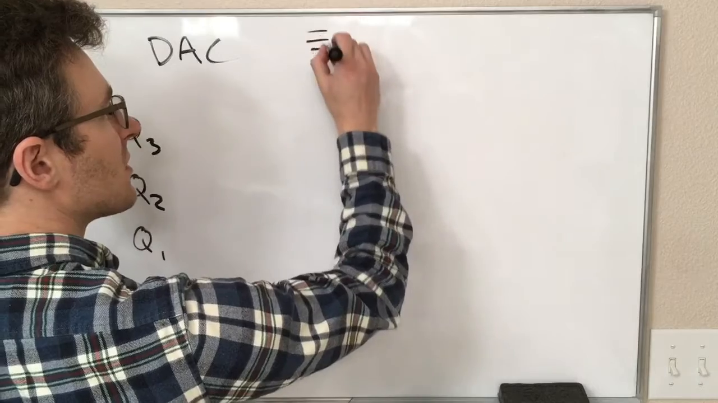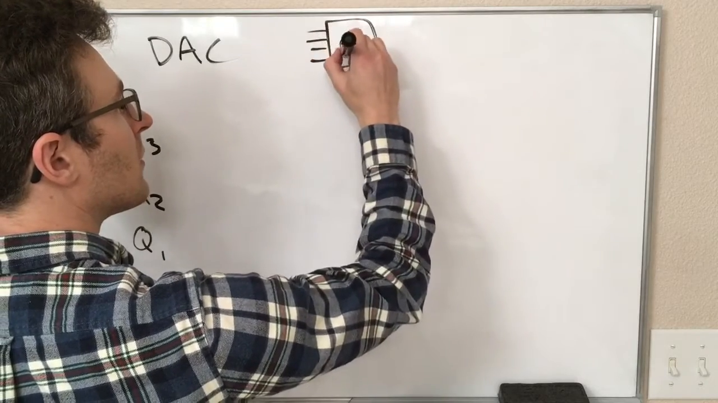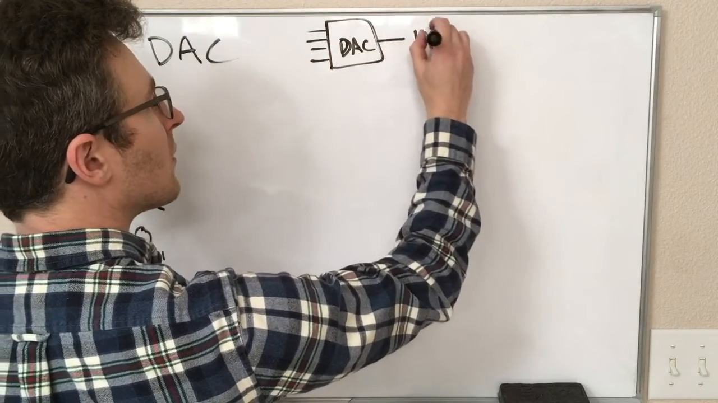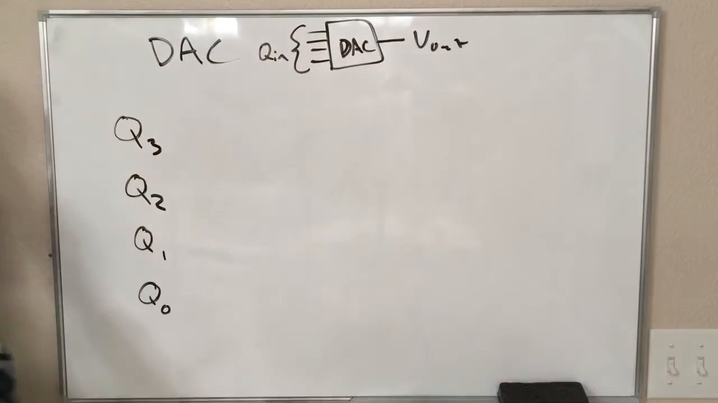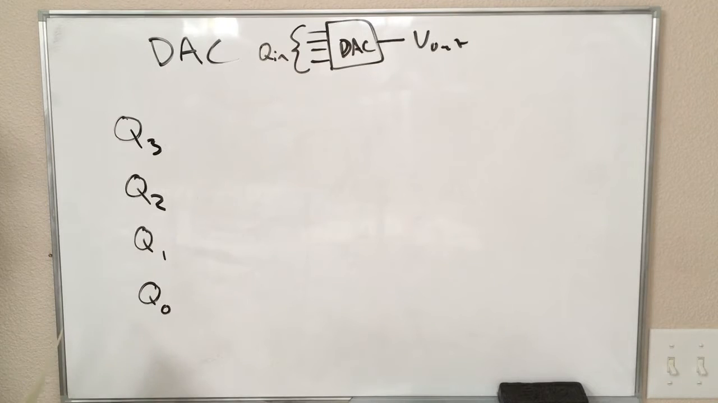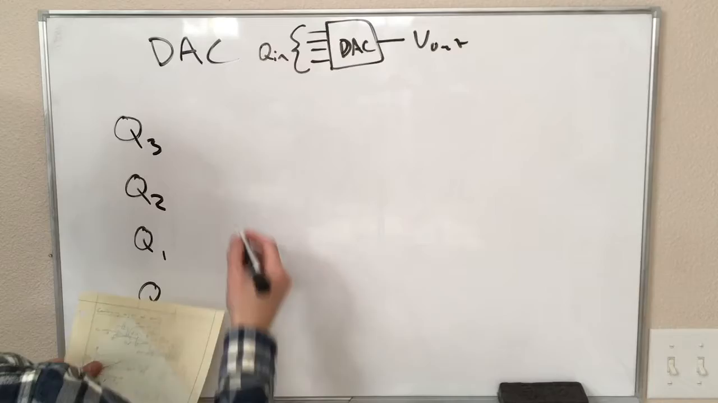So this is what it would look like on a block diagram. We have these input bits, and we want to output a voltage that is ideally linearly proportional to that number. So here's one way you can implement this.